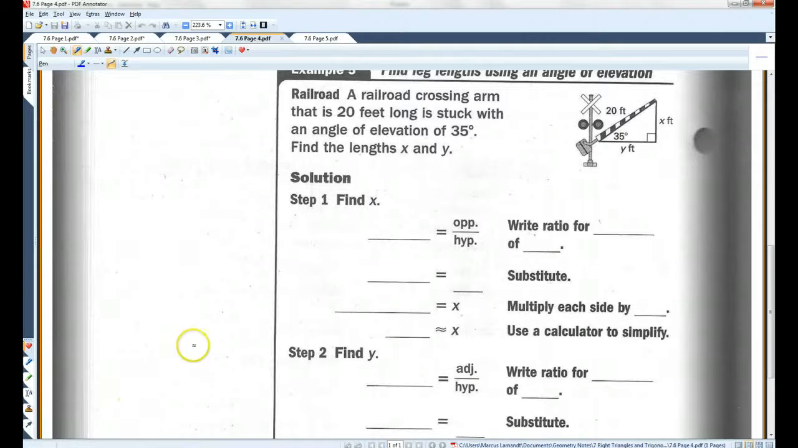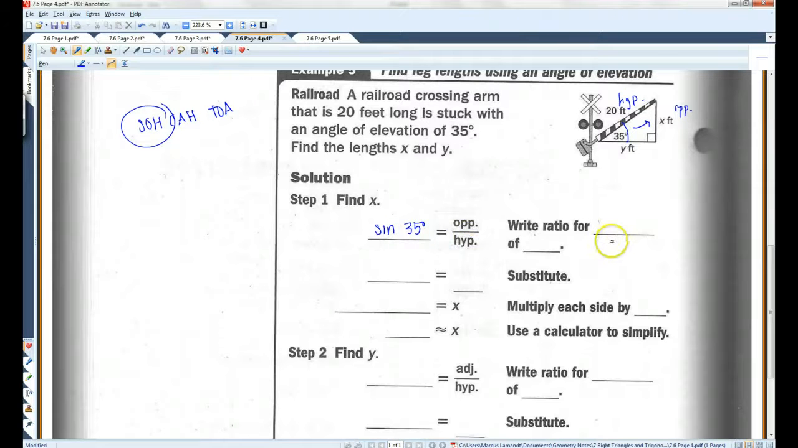Example 5. A railroad crossing arm that is 20 feet long is stuck with an angle of elevation of 35 degrees. Find the lengths of x and y. Okay, so here's our situation. Let's solve for x first. X is the opposite side. 20, the only length we're given, is the hypotenuse. So, SOHCAHTOA, we have opposite and hypotenuse. We're going to use sine. So, sine of 35 degrees is opposite over hypotenuse.